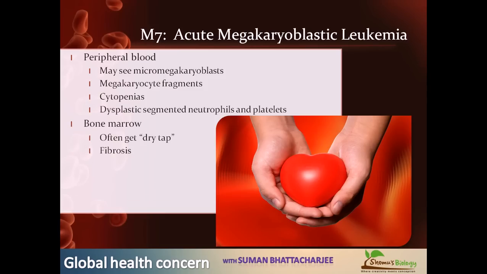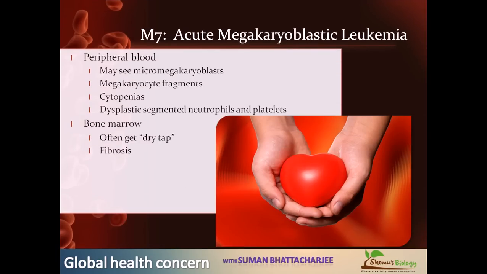In the bone marrow, you can often see a dry tap, very dry, fibrosis starts to occur, and fat deposition is less. So these in a sense are the different classifications of the different types of AML, and I hope that's helpful, guys. Thank you.